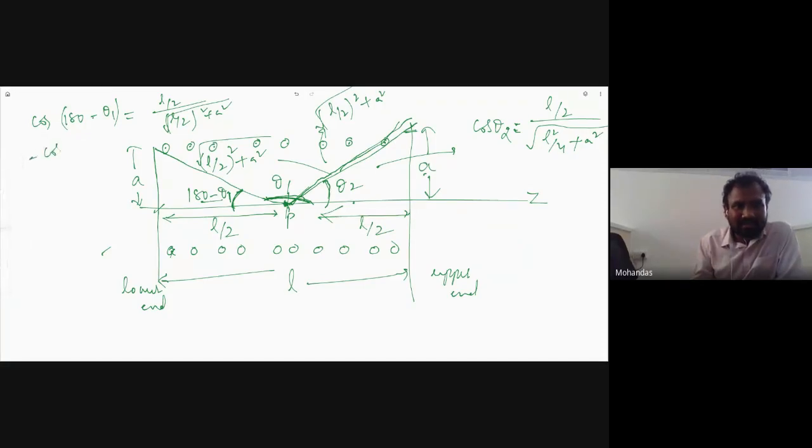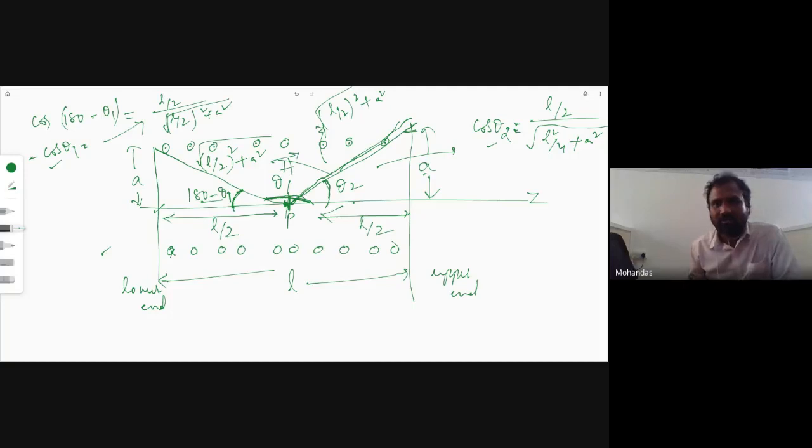Minus cos theta 1 equals L by 2 over the square root of (L by 2) whole squared plus A squared. Now we have the cos theta 1 and cos theta 2 values. Why is it L by 2? Because the field point is at the center of the loop. So we are going to calculate H at this particular point.